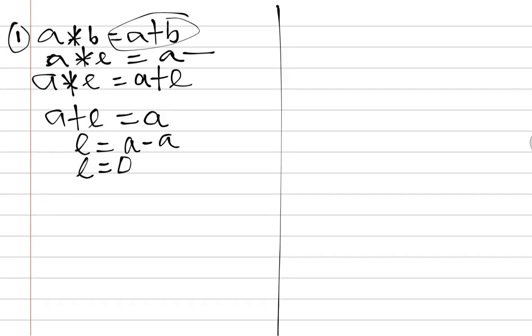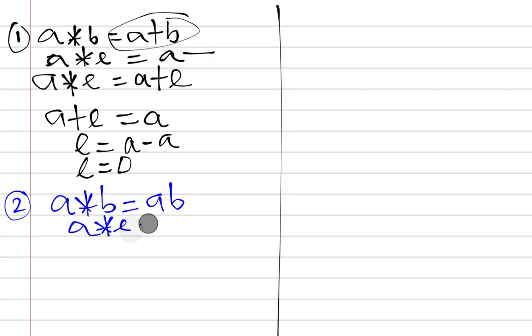For question 2, A star B equals AB. So our formula, you already know, is A star E equal to A. So what will be your A star E? Anywhere you see A, you put A. Anywhere you see B, you put E. So that will be AE.